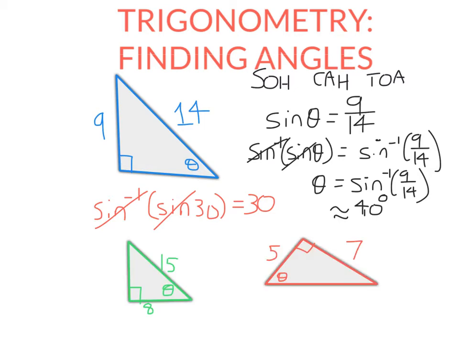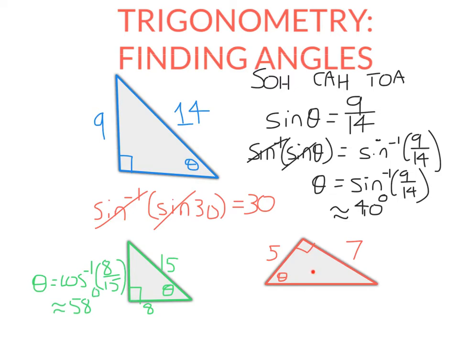Let's have a go at the two triangles down here. We'll start with the one in green. First we have to decide which ratio we're going to use. Well, we have the adjacent side here and the hypotenuse. Adjacent and hypotenuse is cos, so we can skip straight to this step. Theta will be cos. Because we're finding an angle, we use cos inverse of adjacent over hypotenuse. If we put that on our calculator, we get about 57.76, which is, to the nearest degree, 58 degrees.